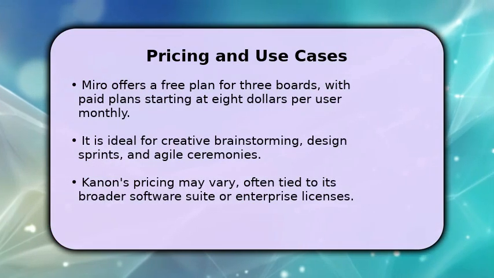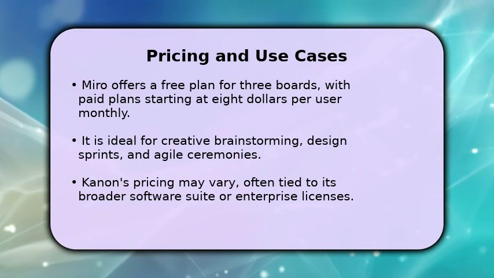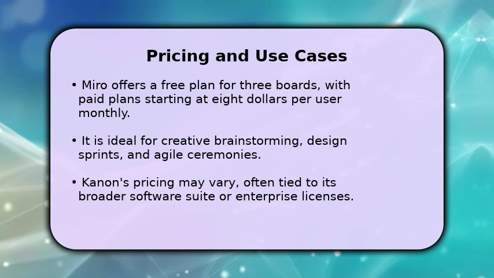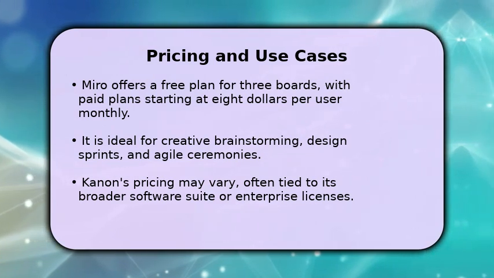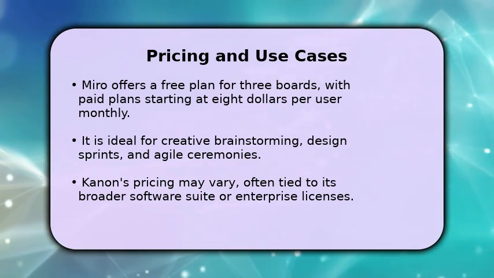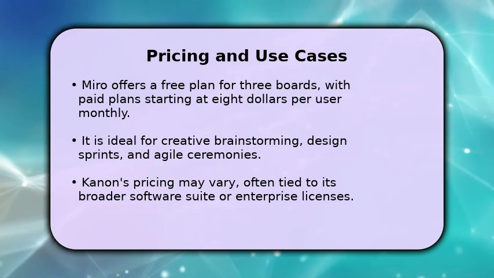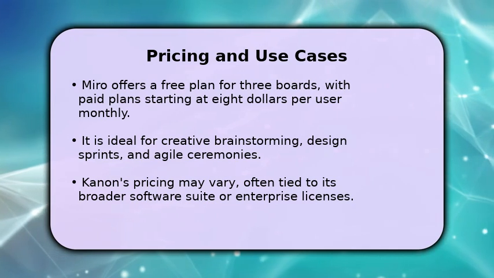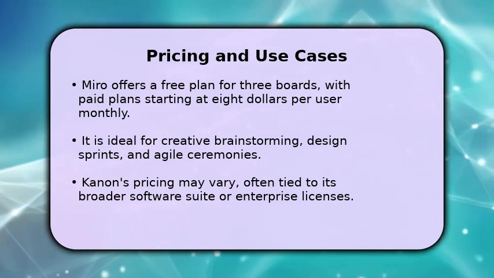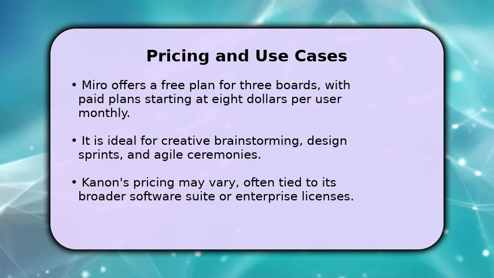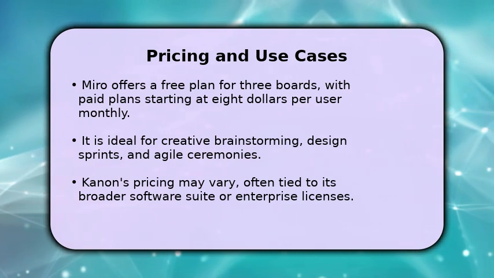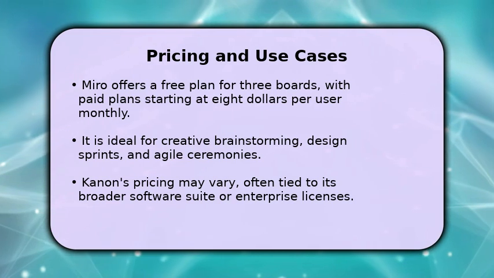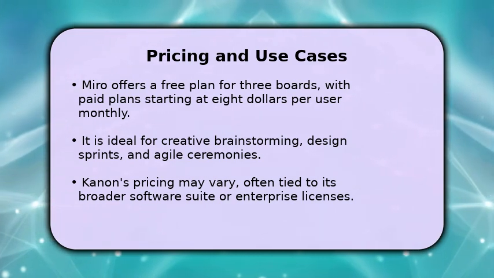Miro provides a flexible pricing model, including a free tier for up to 3 editable boards, with paid plans beginning at $8 per user per month when billed annually. It's perfect for creative teams, design thinking, and agile development. Kanon's pricing is often part of a larger software package, catering to businesses needing integrated solutions. It is best suited for organizations requiring structured visual aids for specific processes, like contract management or sales presentations.